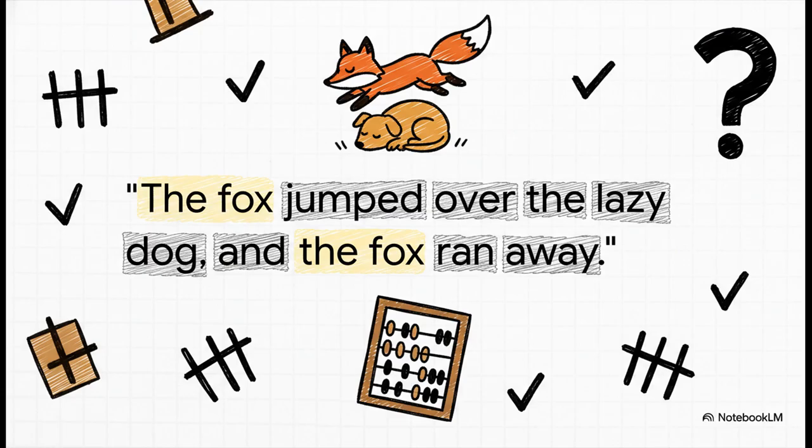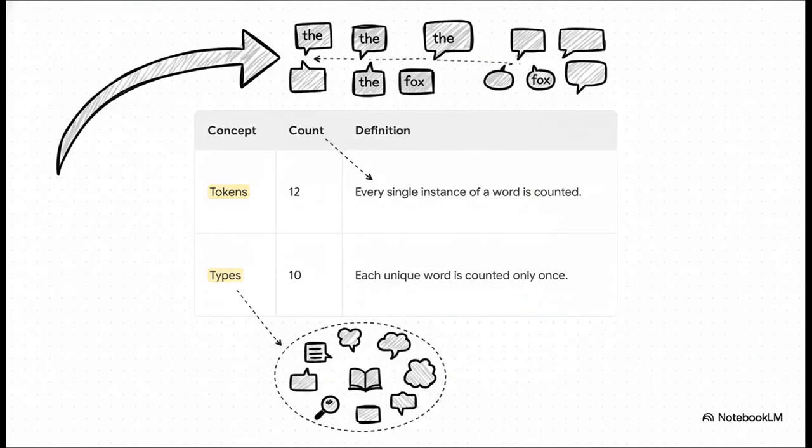Take a second, read it over. How many words do you see? So, what did you get? If you counted every single word you saw, you'd get 12. And in NLP, we call those tokens. It's just the total word count. But if you only counted each unique word one time, you'd get 10. We call those types. See, the words the and fox show up twice, and that's why our token count is higher. This difference, this idea of tokens versus types, is absolutely fundamental.